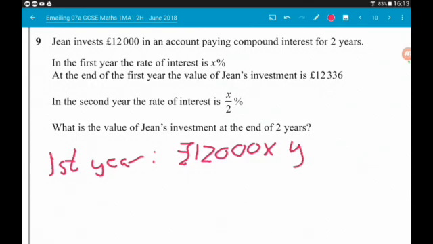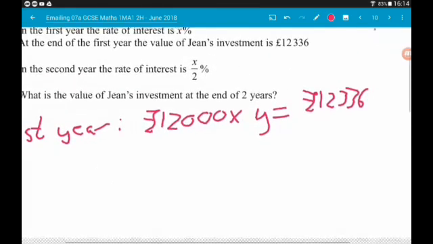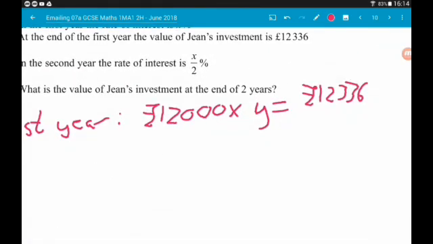So y would be 1 point something, the decimal equivalent of the percentage. Now we know that gives us 12,336. So we can work out what y is. At the moment, 12,000 is multiplying the y. So if we divide 12,000 away, we'll get y on its own.